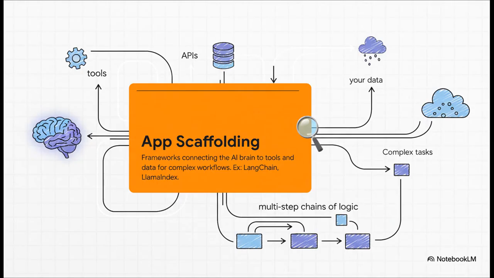But a brain on its own isn't really an application, is it? It needs a body. That's where app scaffolding comes in. Frameworks like LangChain are like the skeleton or the nervous system of your app. They connect that AI brain to other tools, to your own data, and let you build complex, multi-step workflows. So your app can do more than just answer one question. It can execute a whole series of tasks.